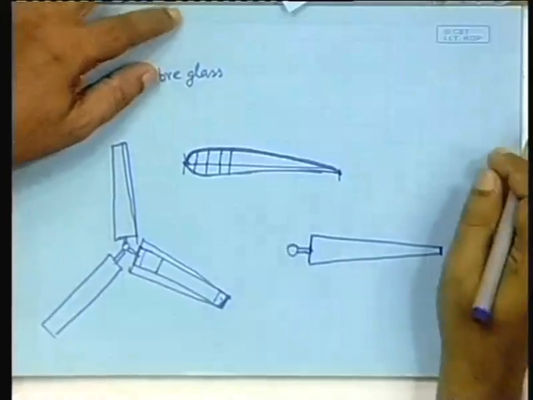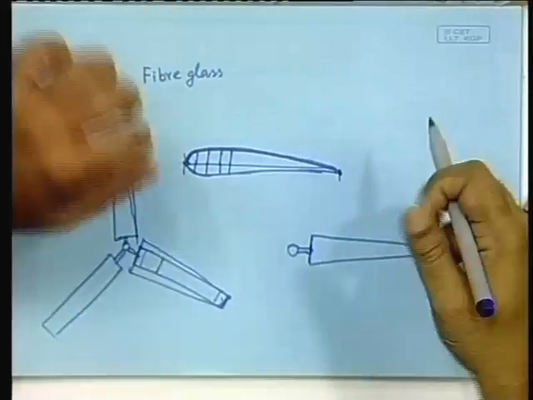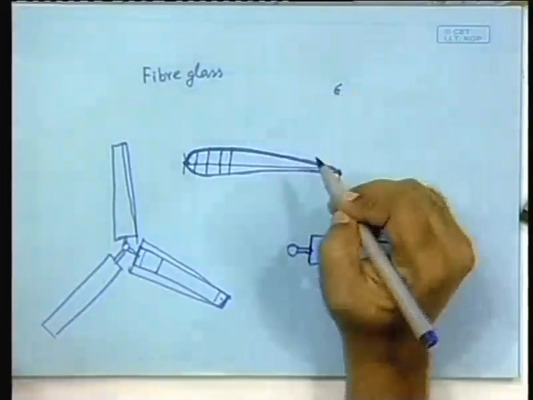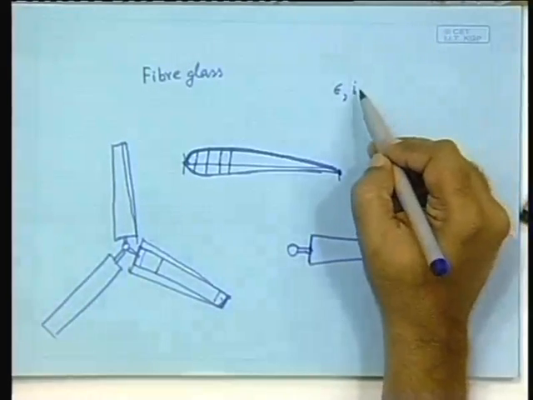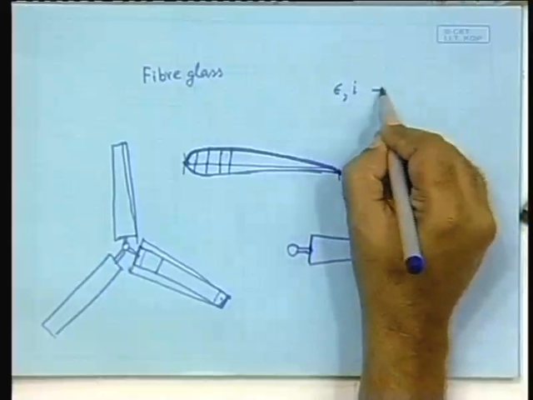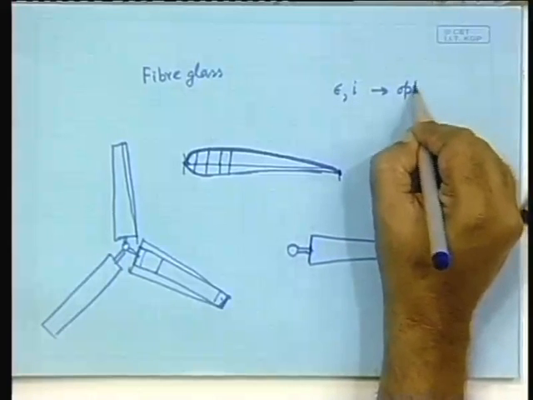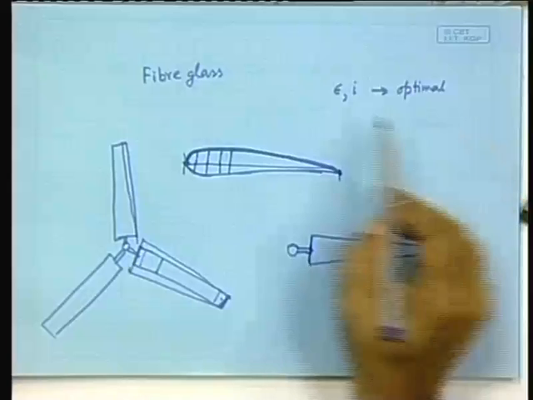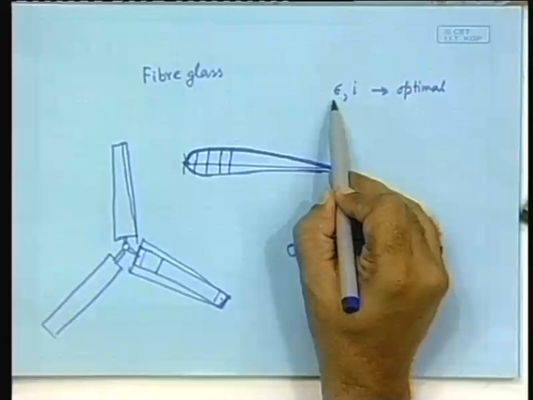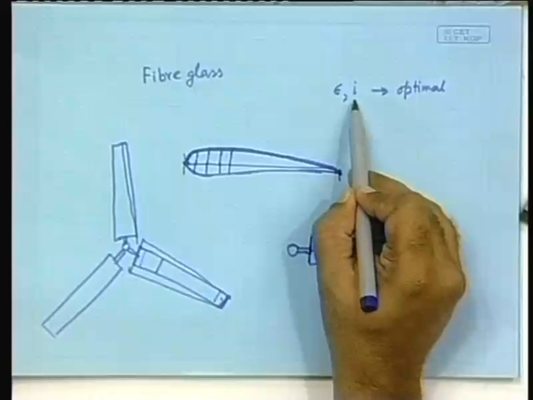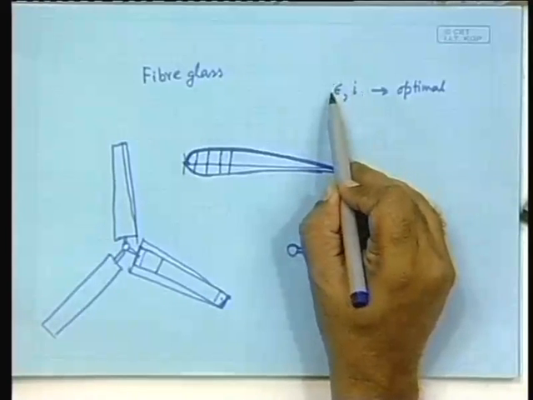We have also seen that the blade should have a twist. Why should it have a twist? Because the optimal performance is obtained at a certain value of epsilon and a certain value of I, the capital I. So, these are optimal at a certain value of epsilon, a certain value of I. What value of epsilon? The least value of epsilon, and what value of I? The I corresponding to that least value of epsilon.